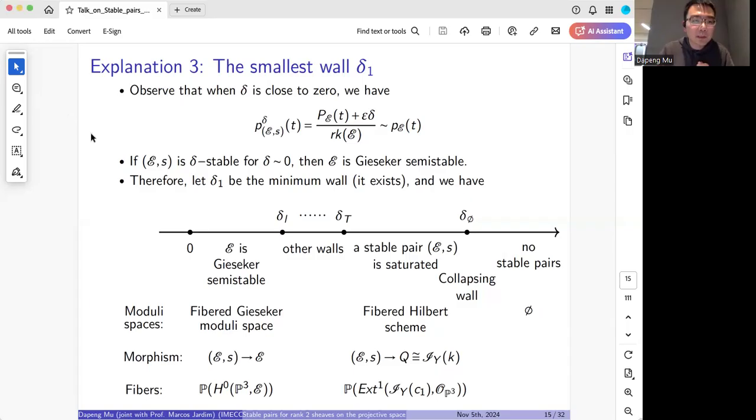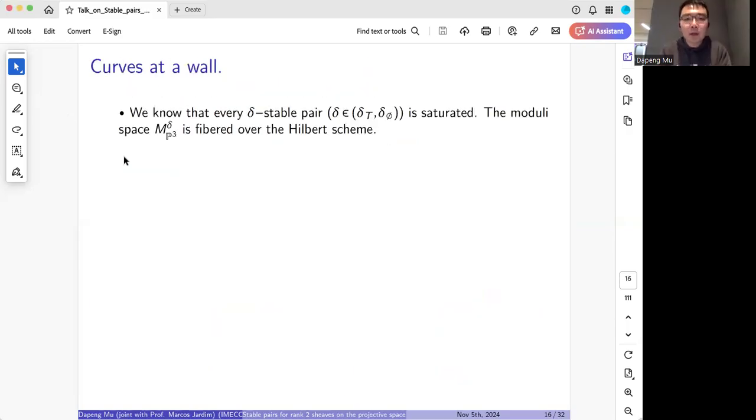Let me move on to the second one. For the second result, we try to generalize a criterion by Hartshorne. He had a criterion for stability of a vector bundle in terms of the corresponding sheaves. We use wall crossings and generalize his criterion. Let me start by describing curves at a wall. I mentioned that every time we cross a wall from right to left, we lose some curves from the Hilbert scheme, but we gain some Gieseker semistable sheaves. I'm going to describe what types of curves are killed when we cross a wall.